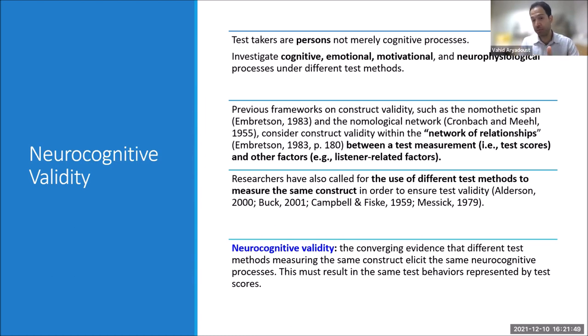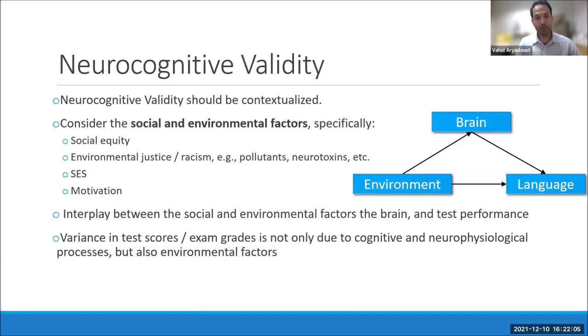And like I said, in our previous research, we found that there's often, at least in our research, little correlation or no correlation between the process data and test-taking data. And I think that's a huge question mark here, which needs to be addressed in research in the future. Finally, I would like to add that neurocognitive validity should be contextualized. And this is something that another group of my students are now researching.